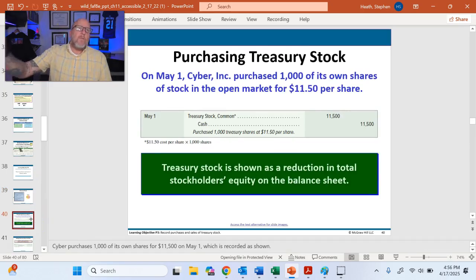Let's talk about what it looks like when we acquire treasury stock. So on May 1st, CyberEarning purchased 1,000 shares of its own stock in the open market, right? So we could be buying common stock. In fact, it looks like we are. And so if I'm buying back common stock and I'm paying $11.50 per share, and I'm buying 1,000 shares, I am going to use 11,500 in cash, 1,000 times 11.50 per share.